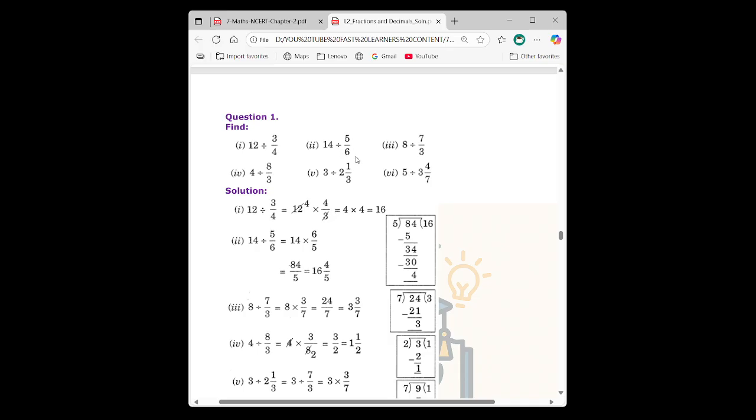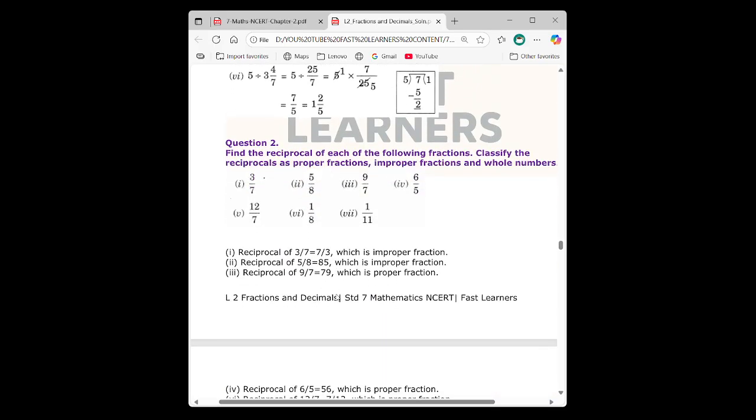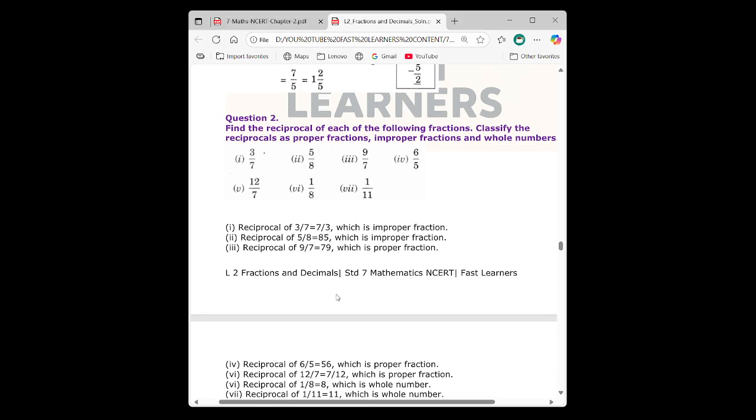14 divided by 5 upon 6. So after 14, you put the sign of multiplication and reciprocate this number, it will become 6 upon 5. Then you find out the answer. All these questions will be done this way.